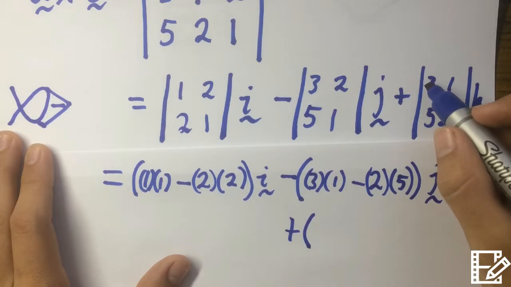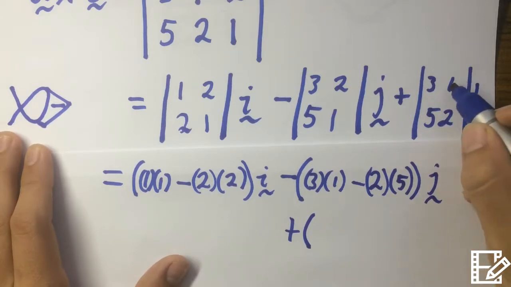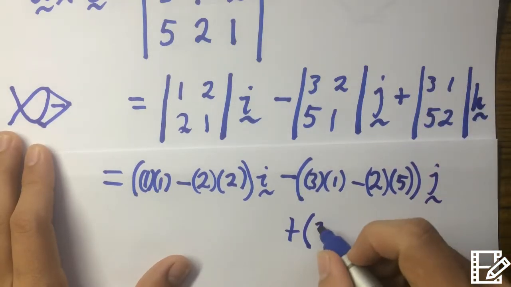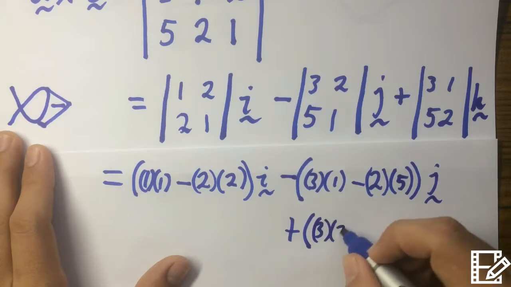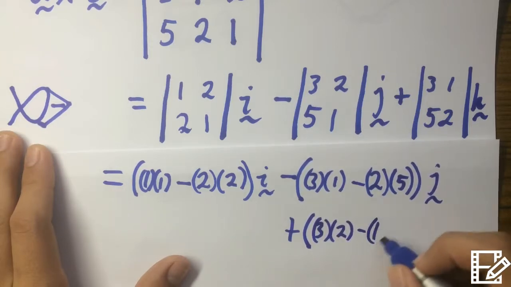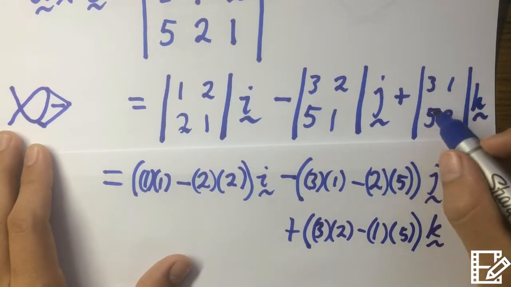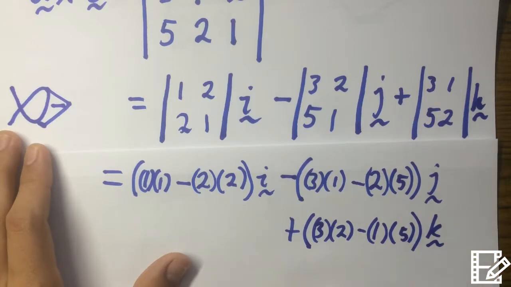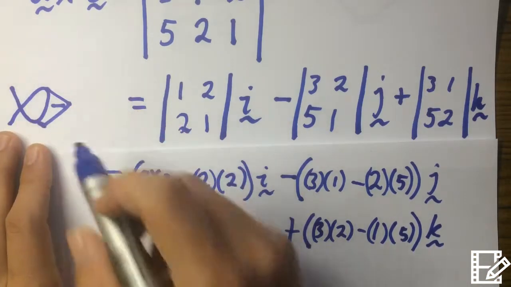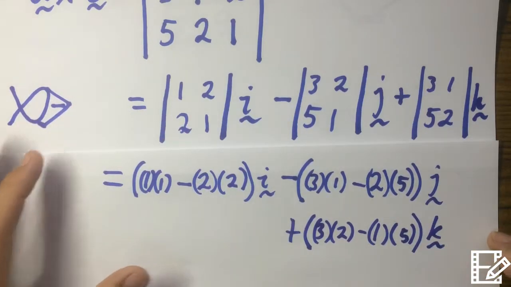Now K: 3 times 2 minus 1 times 5. Just like a fish. That's a very bad fish drawing, but that's how I remember it.